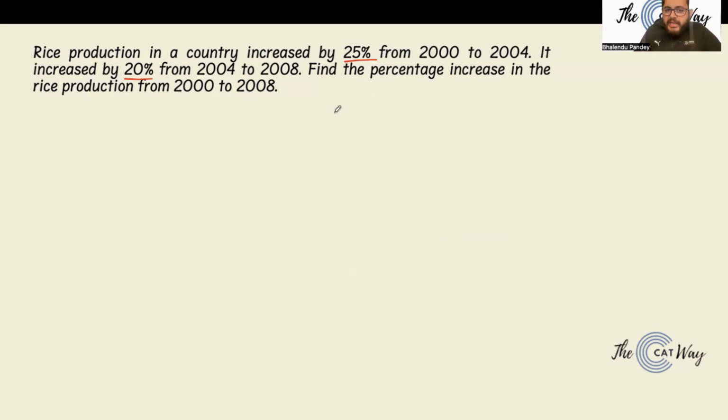Right? So my multiplying factor for a 25% increase will be what? 1 plus fraction. Now fraction for 25% is what? Fraction for 25% is 1 by 4. So my multiplying factor becomes 5 by 4. Similarly, my multiplying factor for 20% is going to be what? Multiplying factor is 1 plus fraction. So 1 plus 1 by 5 is equal to 6 by 5. Correct? So we have the multiplying factors with us.